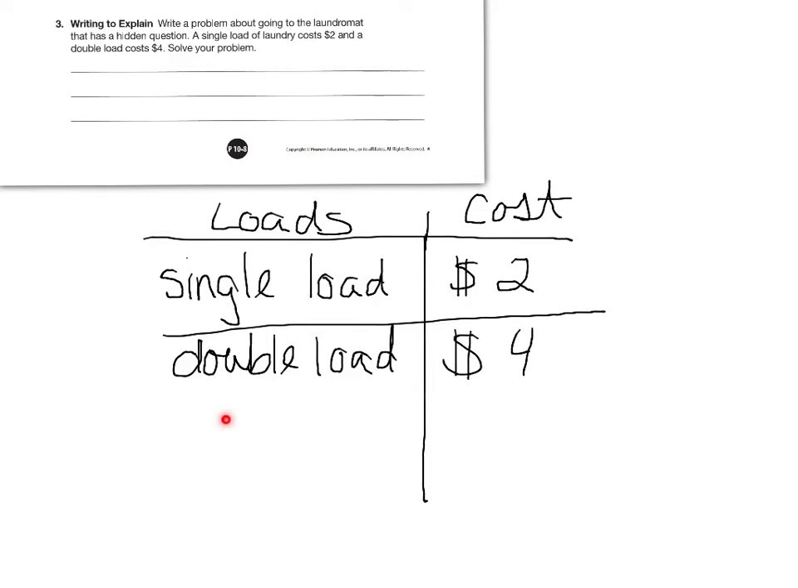So I figured kinds of loads and the cost of the load. So we have a single load and a double load. And the cost of the single load is $2. The cost of the double load is $4. So what kind of question can I write? Well, I'm going to say that Miss Seitz is going to be my person. I'm going to be myself here. Some of you might have chosen your friends or yourself too. So Miss Seitz goes to the laundromat.